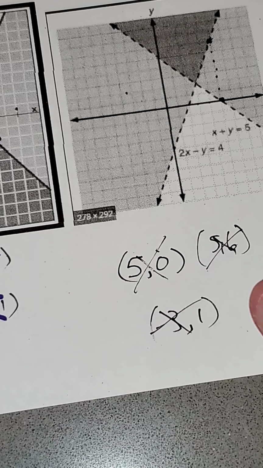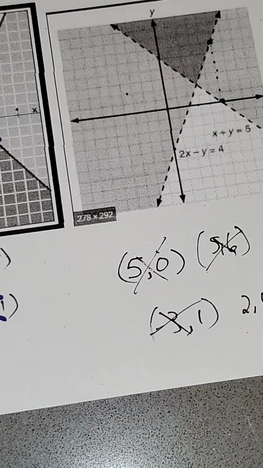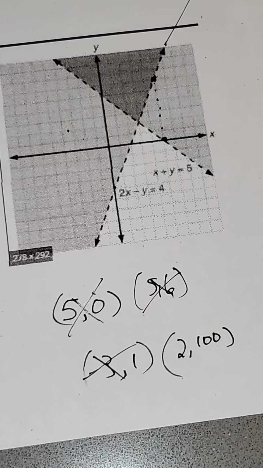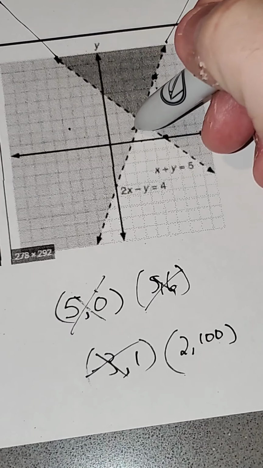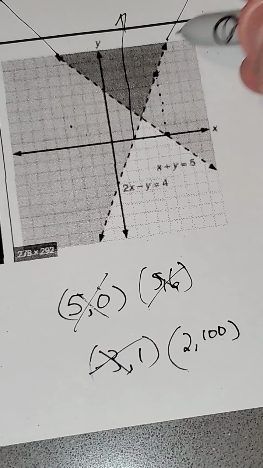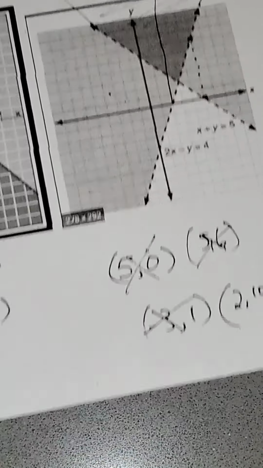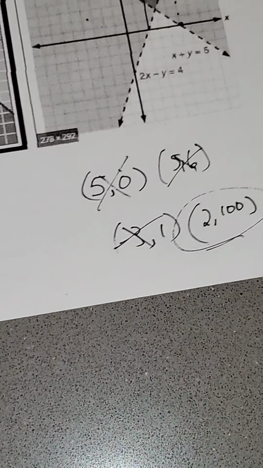How about (2, 100)? This line goes forever. Here's 2. If this keeps being shaded, is it going to be shaded at 100? It sure is. That's going to be one of your answers.